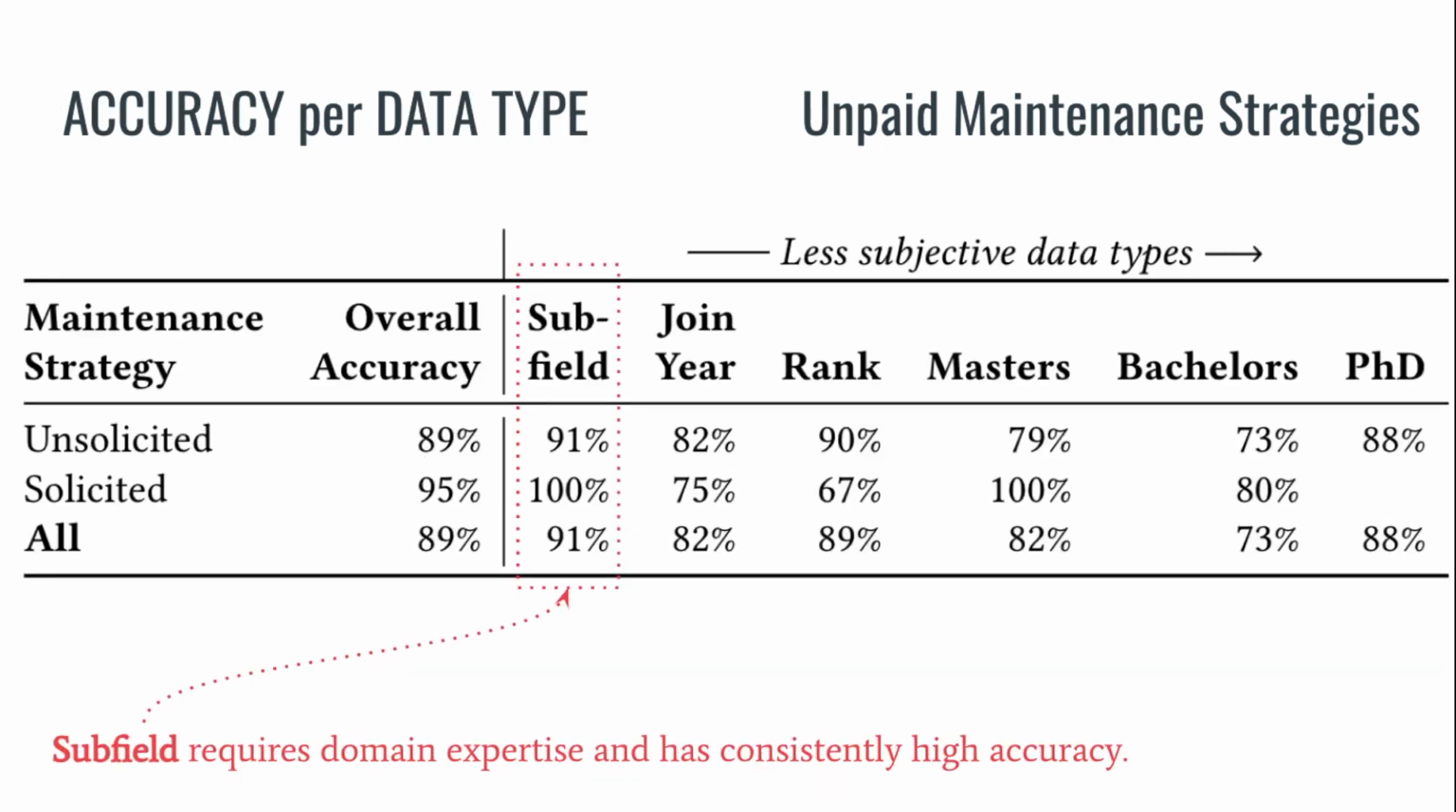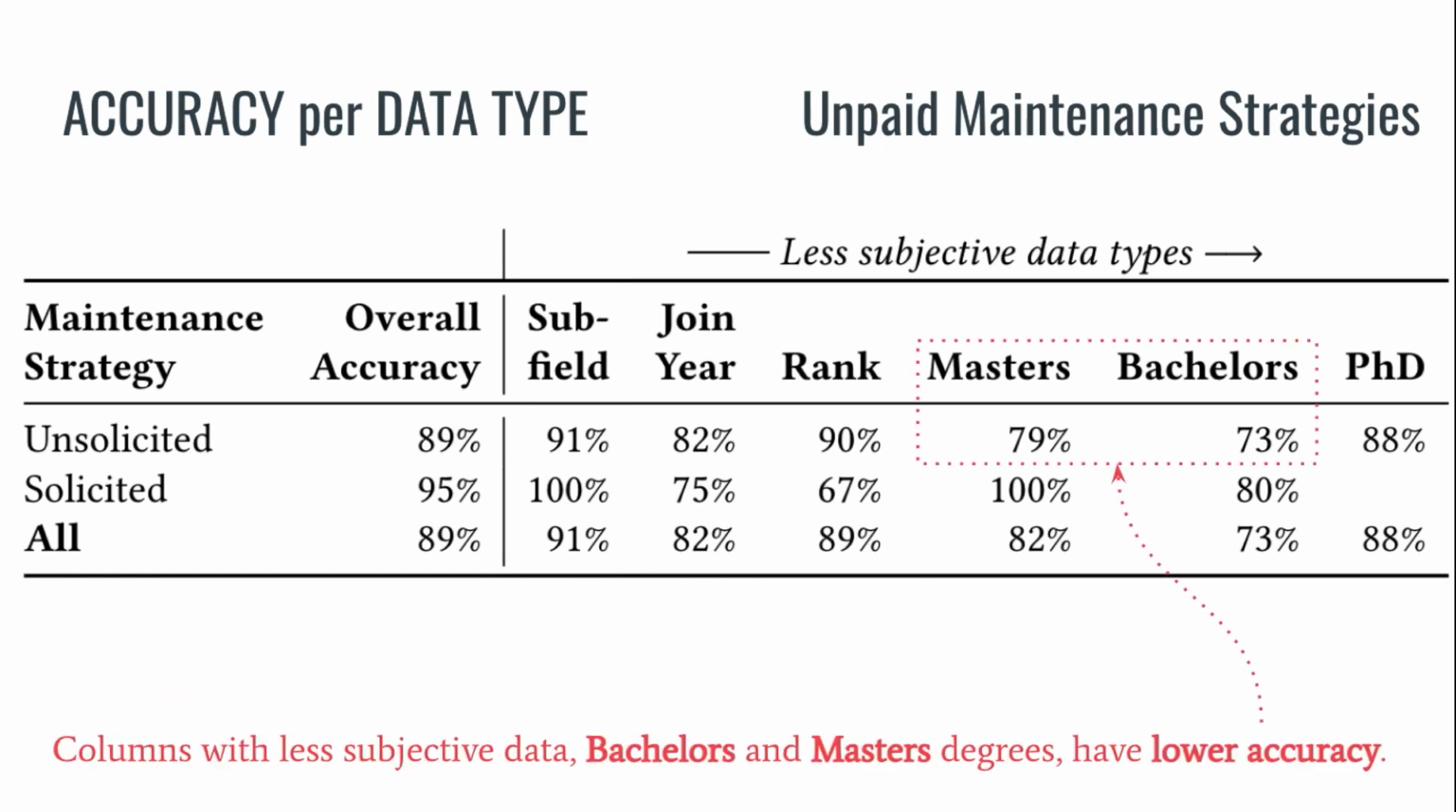Previous work shows that users with expertise in specialized tasks or interests in the data perform better. Unpaid contributors may have an interest in or prior knowledge of the data, leading to higher accuracy when editing challenging information. So, for example, they have the inherent knowledge to tell the difference between machine learning or AI as a subfield area of expertise for a specific professor.